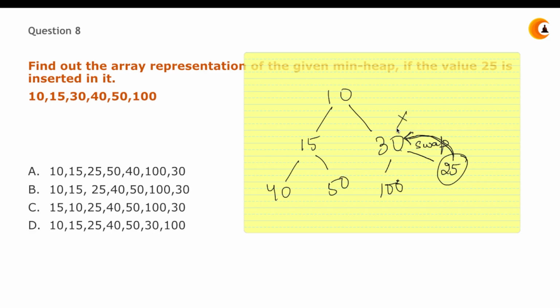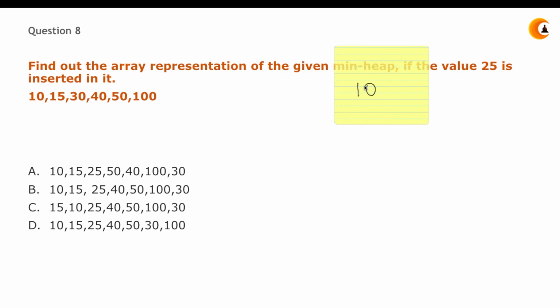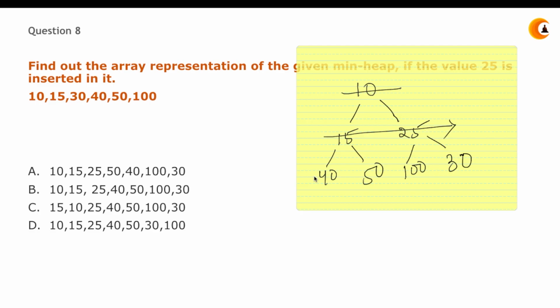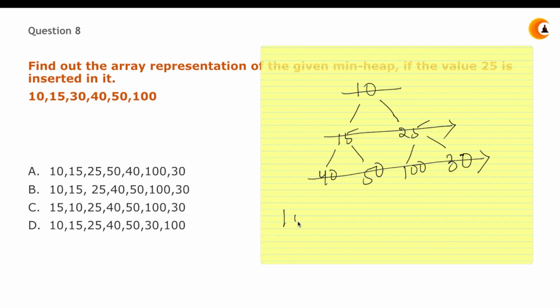So this is not a min heap. Swapping will take place. How will the values look then? It will look like this. 15. Here it will be 25. 40, 50, this will be 130. This is how it will look. And how do we write a min heap? This way. It will be first 10, then 15, then 25, then 40, then 50, then 100, then 30.